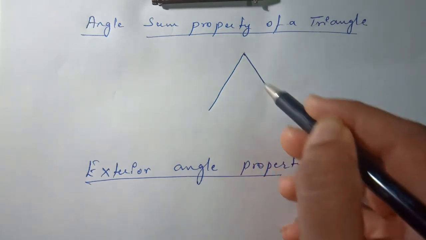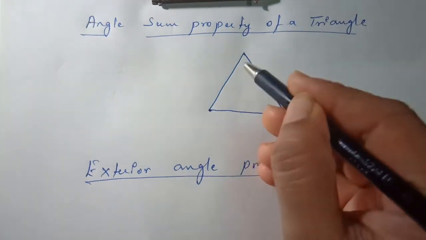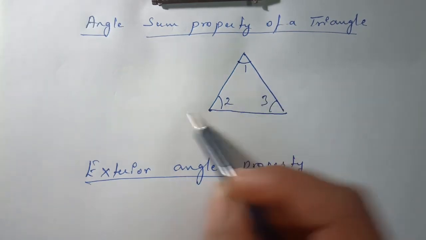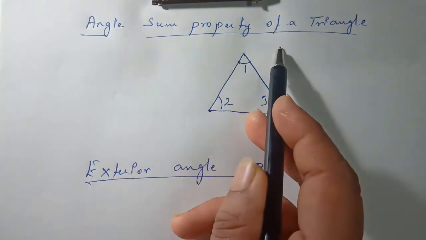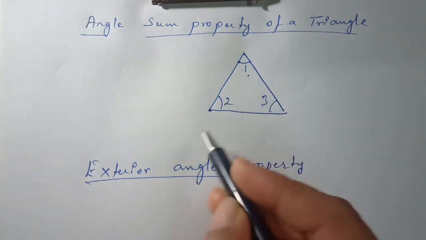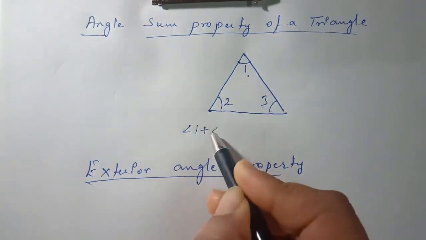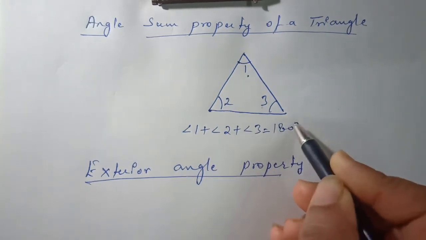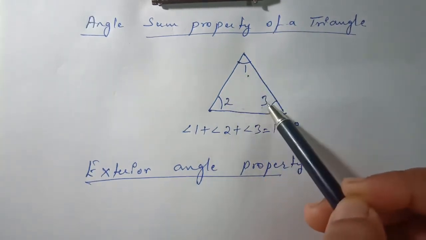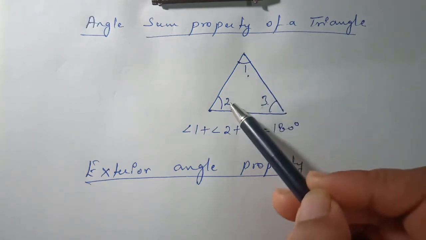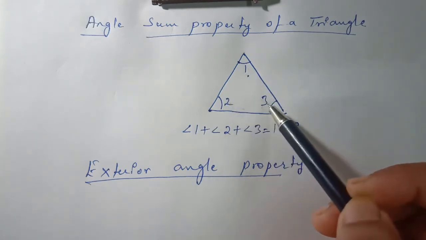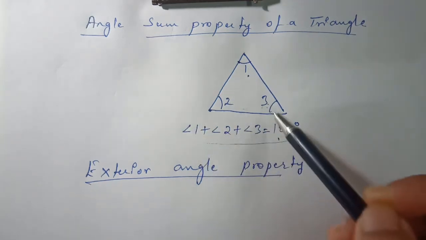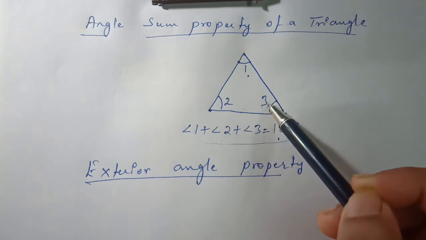We know that in a triangle there are how many angles? Three angles. Let them be 1, 2 and 3. Then according to the angle sum property of a triangle, the sum of all three angles will be equal to 180 degrees. So if the measurements of any two are given and you have to find the third one, you can use this property for finding the value of the third angle.